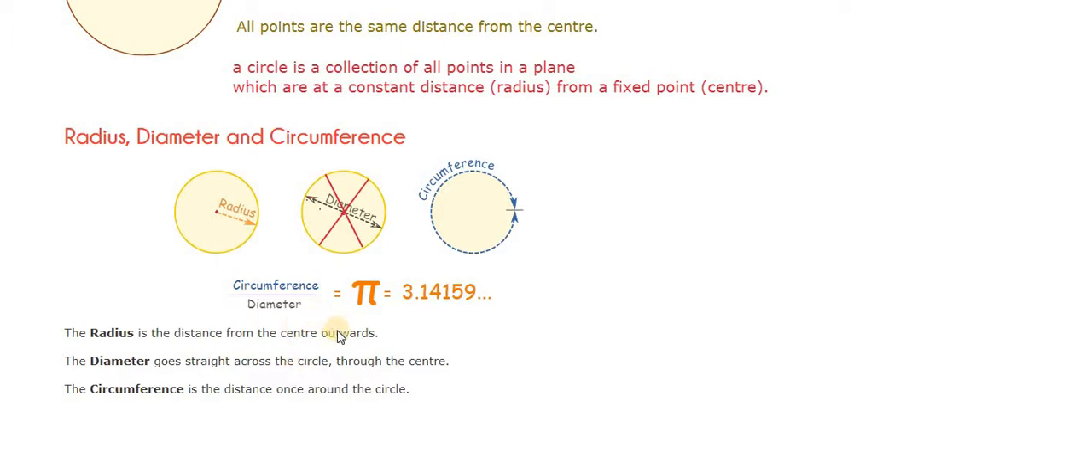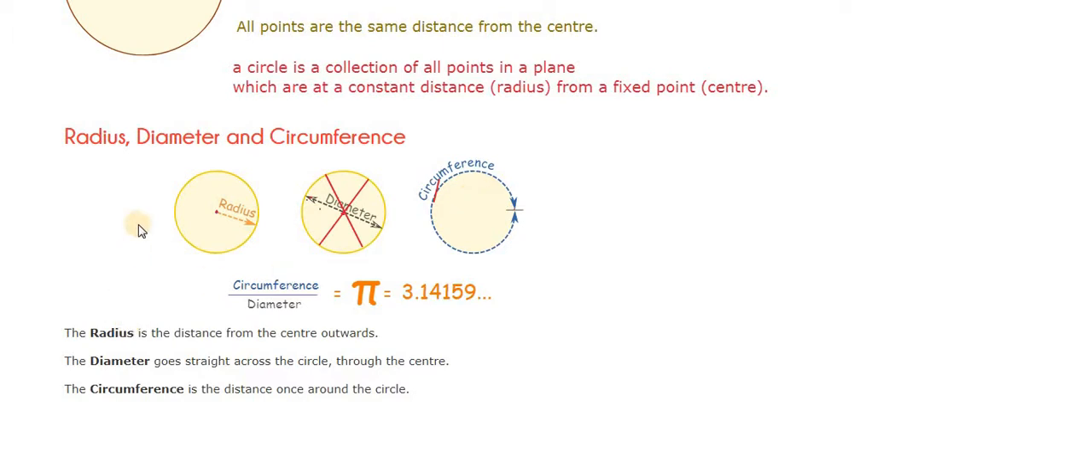So next is circumference. What is circumference? The circumference is the distance once around a circle. See here, they are clearly showing you from this point to this point. If it travels from this point and reaches this point, that is known as the circumference. We can also call that the perimeter of the circle.